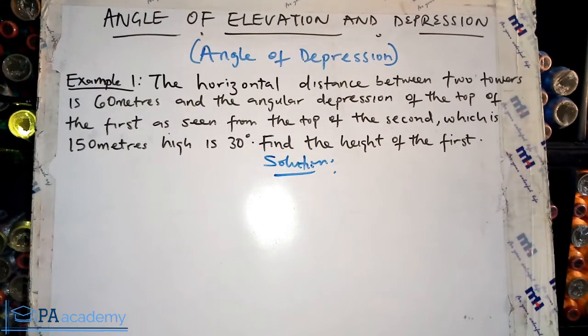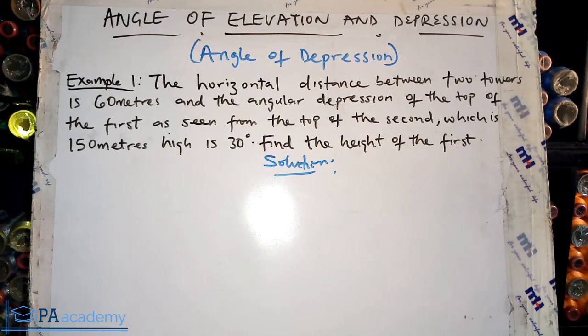So don't let the text confuse you. If the question seems confusing when it says first, second, just take your time to read the question again so that you understand it properly. What this question is telling us is that there are two towers, one is longer than the other, and we are asked to look for the height of one. So let's look at it again.